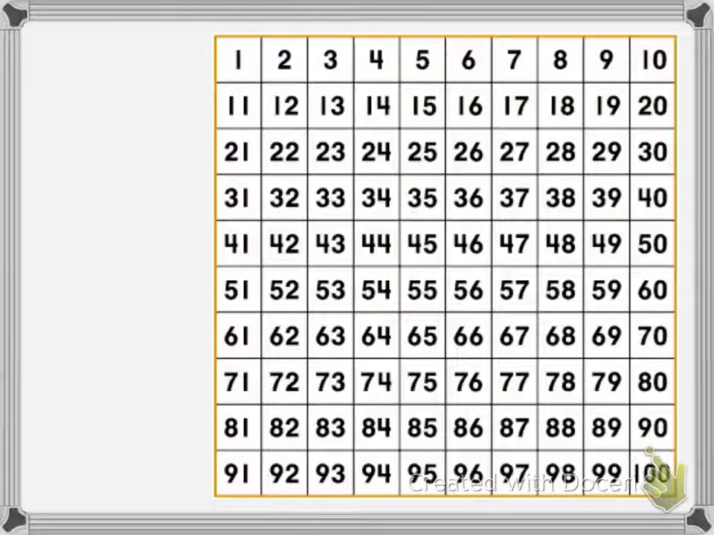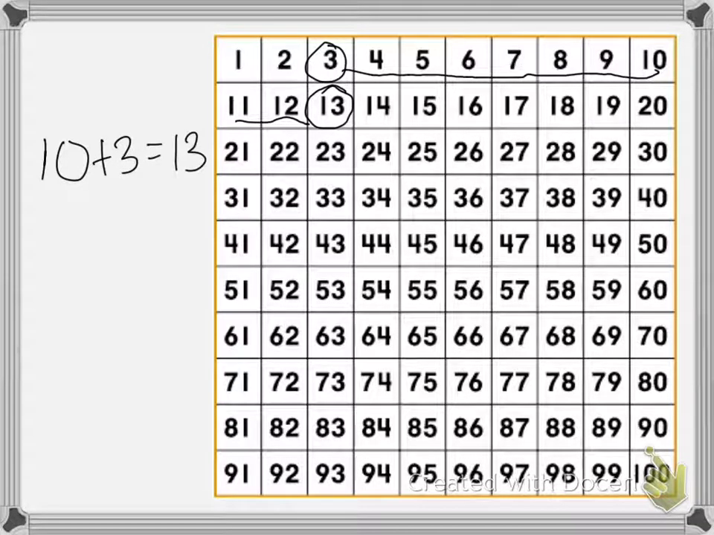Okay, so let's say that I have the number 3 and I want to add 10 to it. So let's go to the number that's 10 more than 3. If I counted, it would be 1, 2, 3, 4, 5, 6, 7, 8, 9, 10. So 13 is 10 more than 3. So I have 10 plus 3 equals 13. The 1 in the 13 shows that I have 1 ten, and the 3 shows that I have 3 ones.